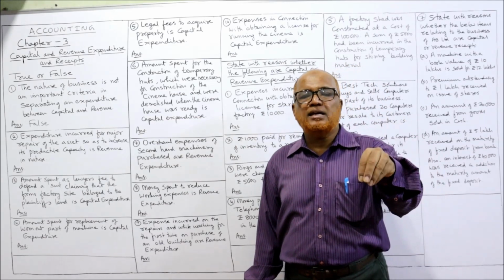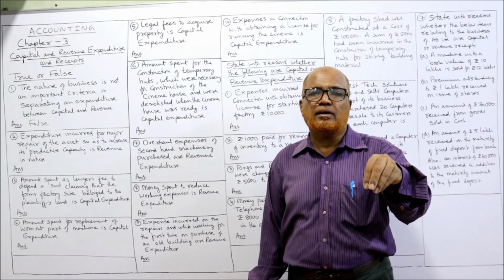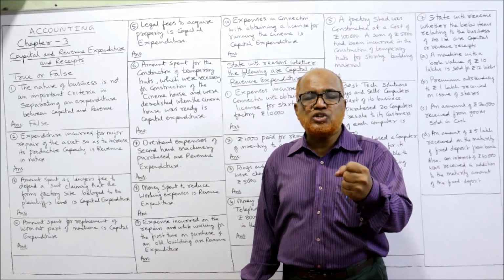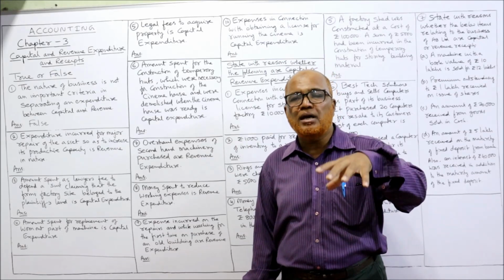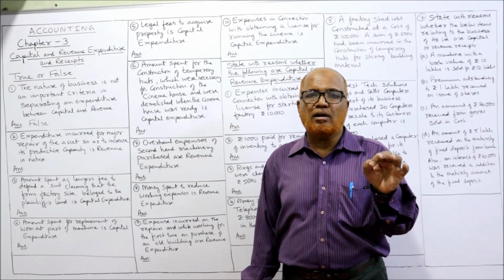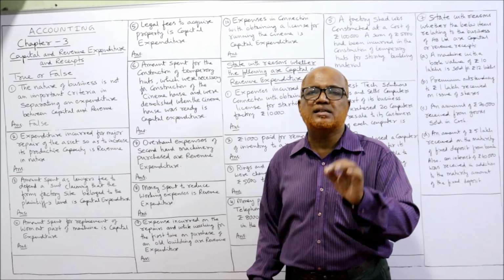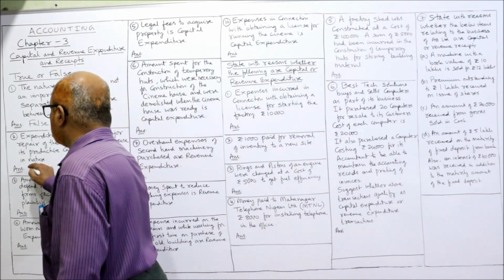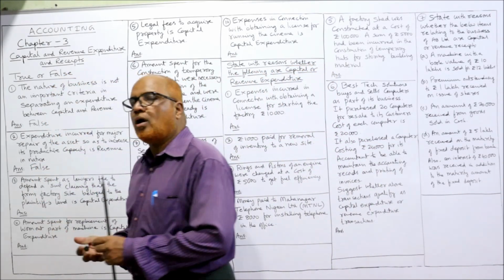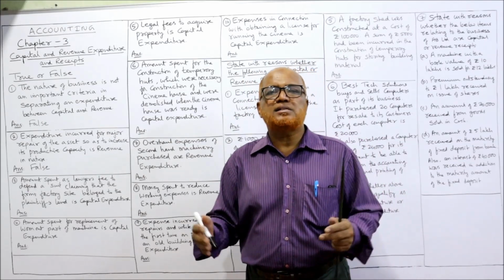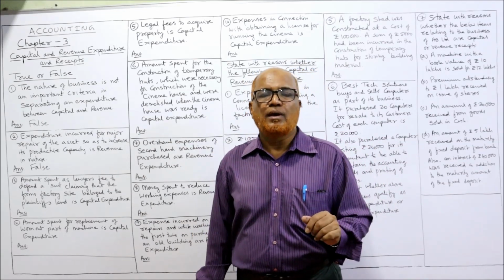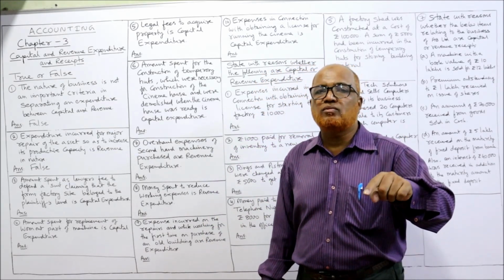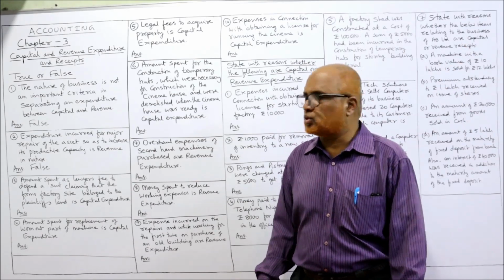When a major repair is done on a machine, what will happen? The earning capacity of the machine will increase. The efficiency of the machine will increase by incurring major repair. So any major repair done on the machine will be treated as a capital expenditure. Here it is saying it is treated as a revenue expenditure. So it is false. Normal repairs and maintenance done, that will be a revenue expenditure. But major repair done on the machine will be a capital expenditure because it will give enduring benefit in future.